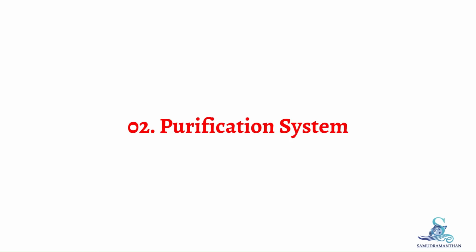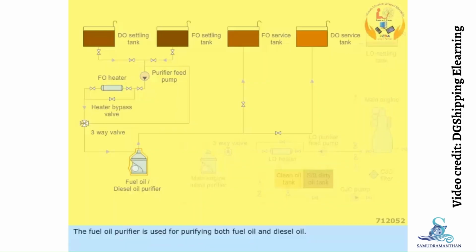Topic 2: Purification system. The fuel oil purifier is used for purifying both fuel oil and diesel oil. When fuel oil has to be purified, the feed pump takes suction from the fuel oil settling tank. The fuel oil is delivered through the fuel oil heater and three-way circulating valve to the purifier.